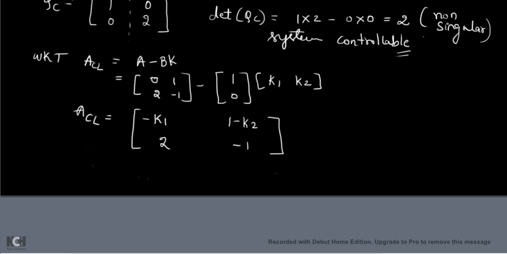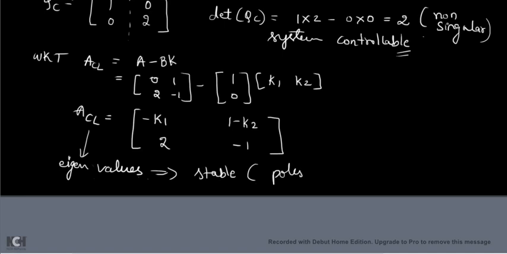So in order to find out the K values, I have to take the eigenvalues of this. Eigenvalues of ACL will tell you whether the system is stable or not. Eigenvalues will give you the poles, the closed loop poles. So the next step after calculating ACL is to find the eigenvalues of ACL.